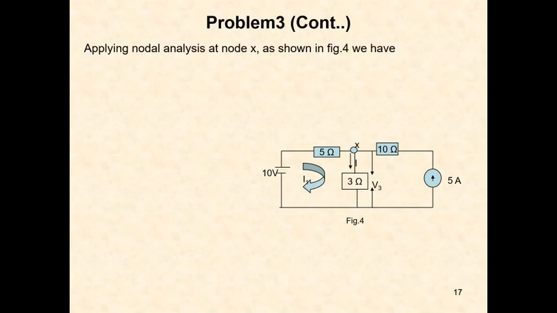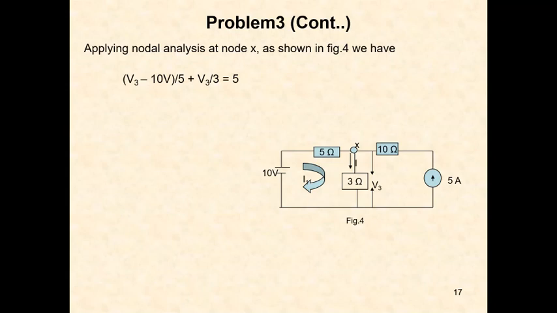Can you give this nodal equation? See here, V3 minus 10 by 5 ohms plus V3 by 3 is equal to 5 amps, because the current flowing through the 10 ohm resistor is nothing but 5 amps. So current entering into X is 5 amps. That is the reason we are placing that equal to 5.